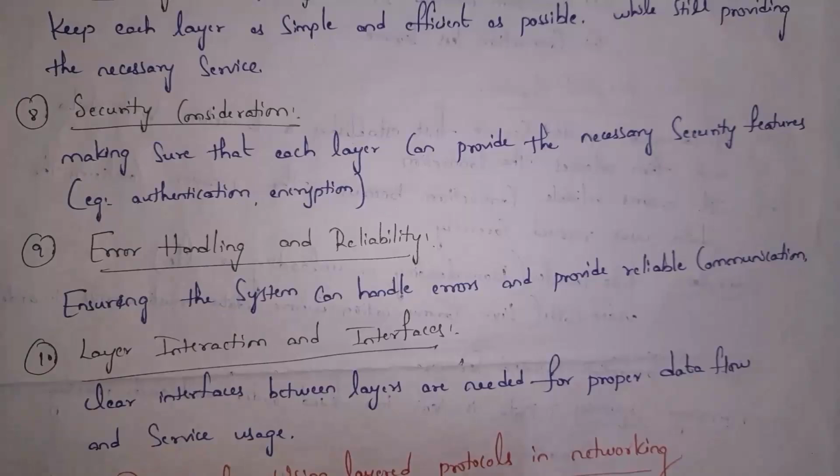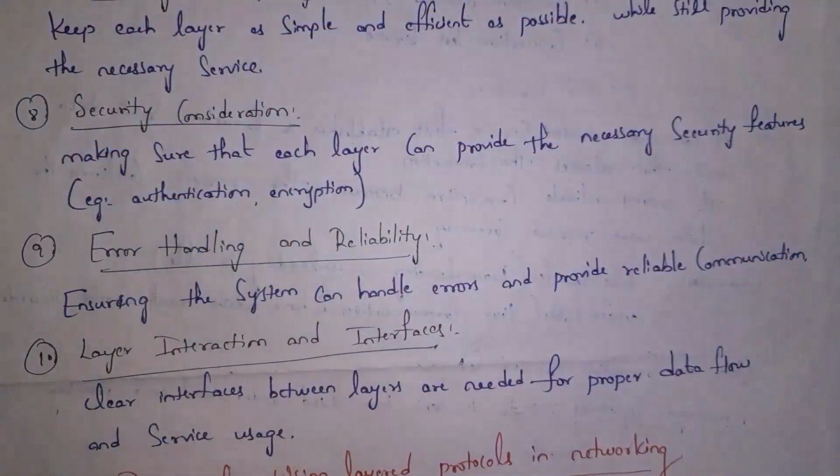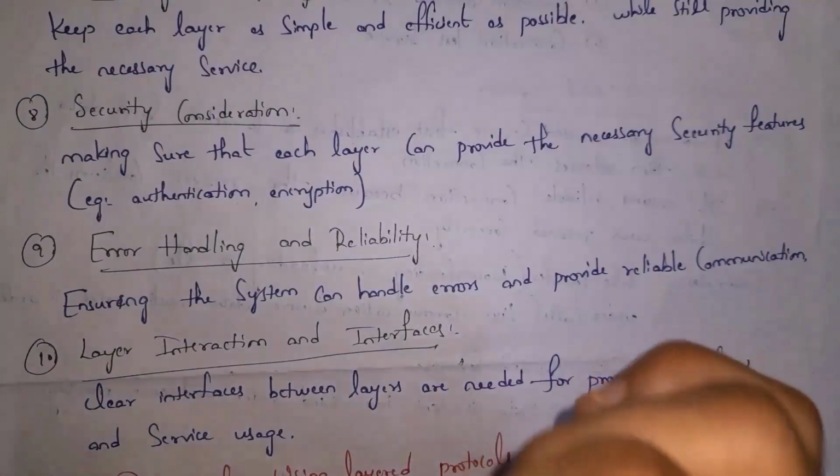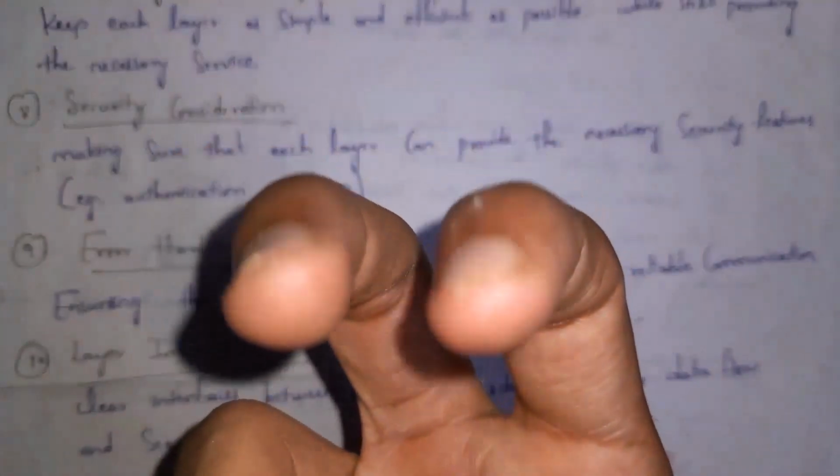And the tenth one is layer interaction and interfaces. Guys, the point where two layers communicate with each other, we call that point an interface. So the interface must be clear. An interface is nothing but the point which connects two layers. We call that point an interface.